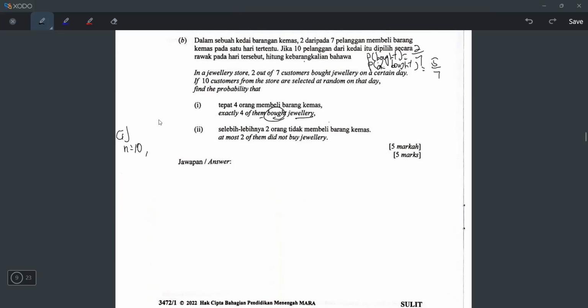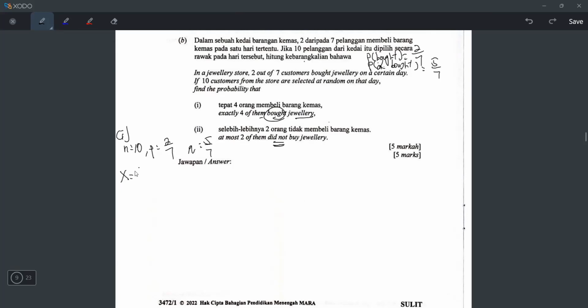So question number 1, they want you to find the probability that exactly 4 of them bought jewelry. Means what is the P and what is the Q? What is the probability of success? The probability of success will be the probability of young people buying jewelry, which is 2/7, and the Q is 5/7. But if you look at question 2, they ask for the probability that at most 2 of them did not buy jewelry. Means for question 2, your P and Q have to change. But for number 1, this is your P, this is your Q.